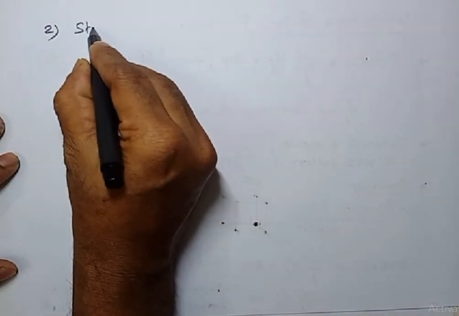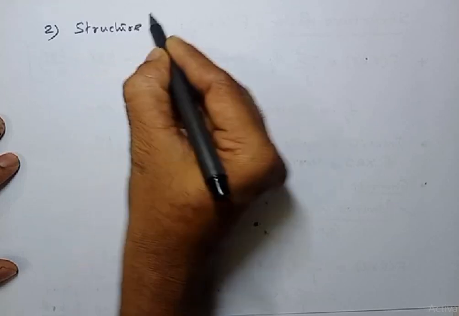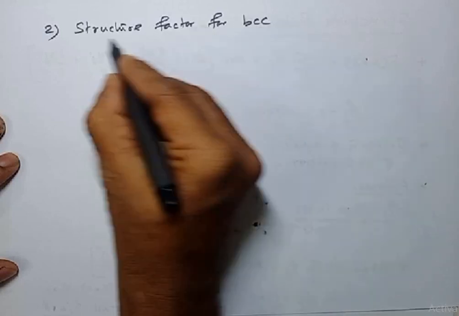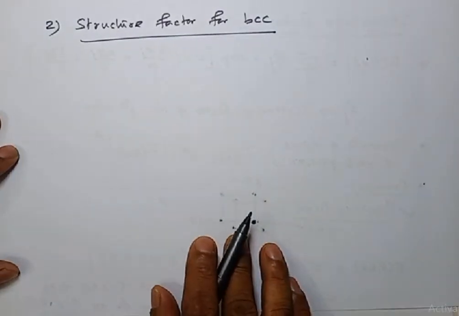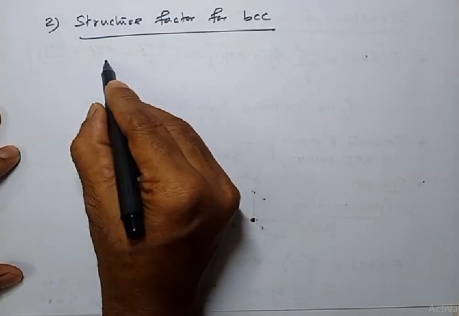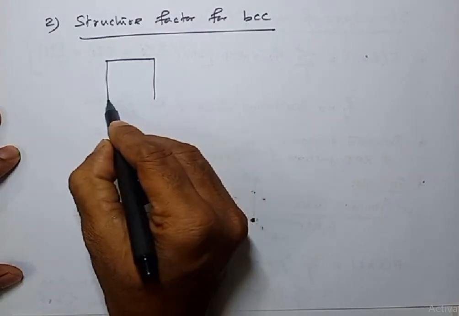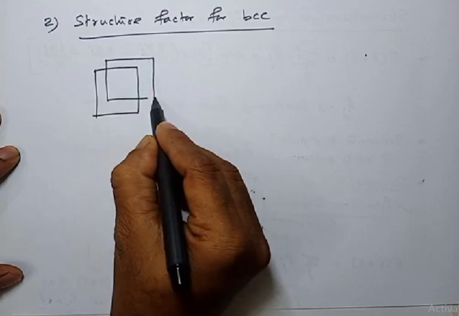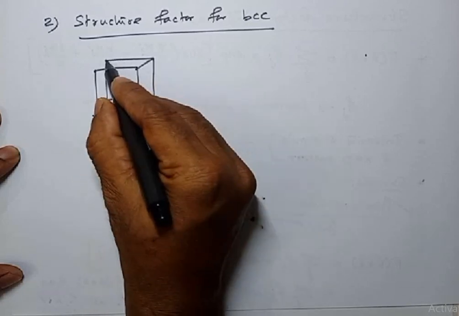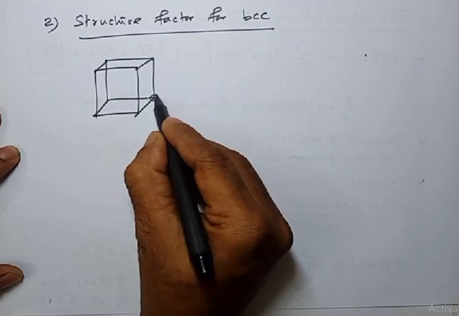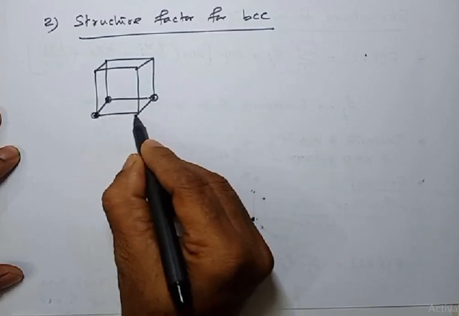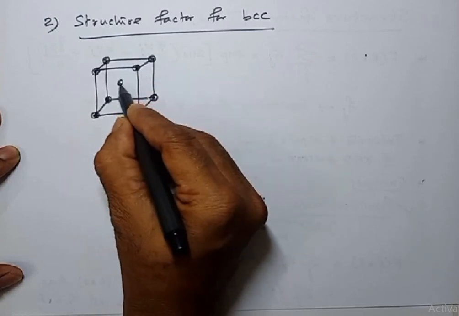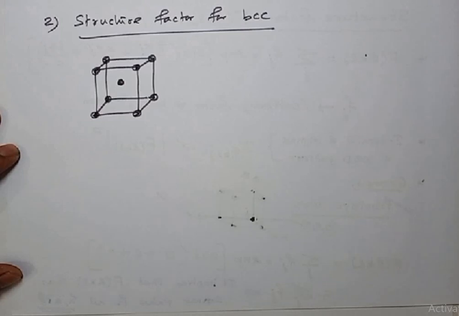Okay, structure factor for BCC, body centered cubic crystals. Now I'll take one unit cell here. So let me draw a cube, and you know very well in BCC all the corners are occupied by atoms, and we have an atom at the center of the unit cell.